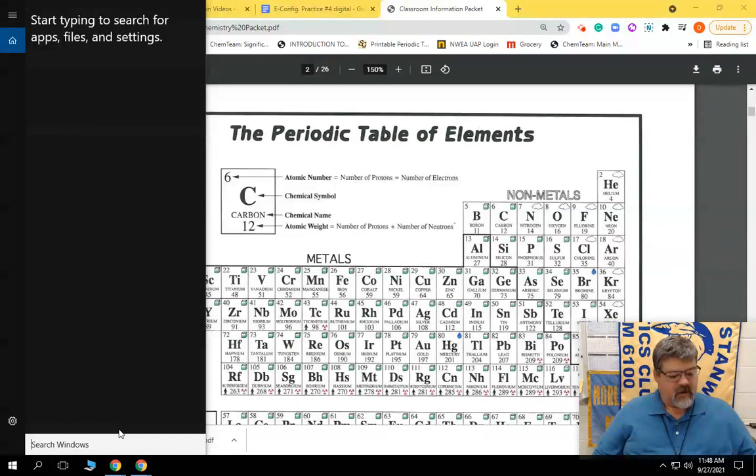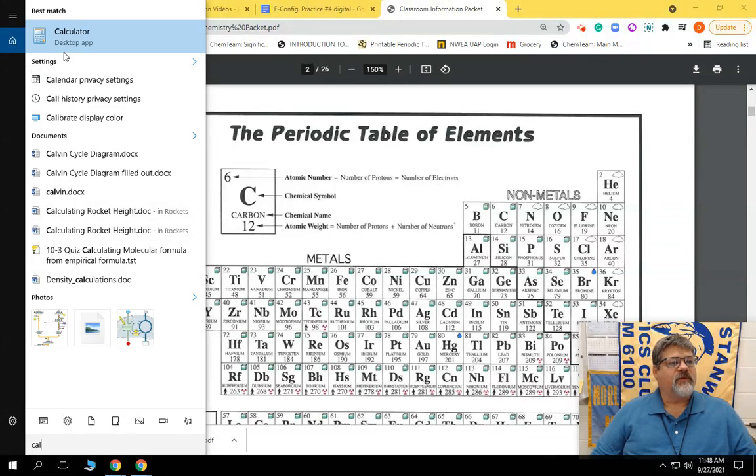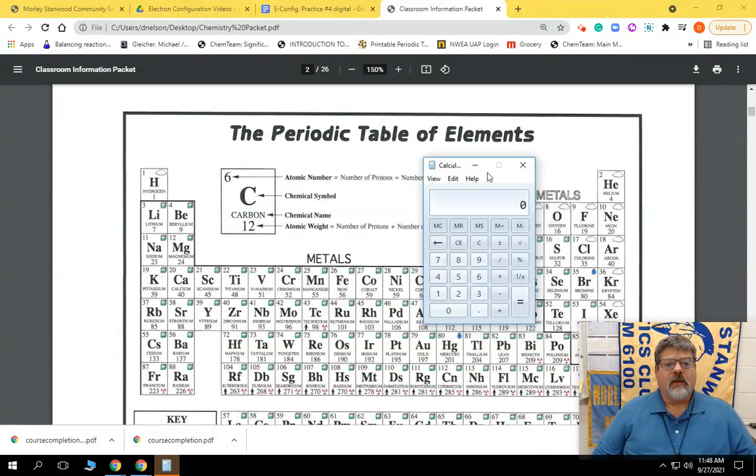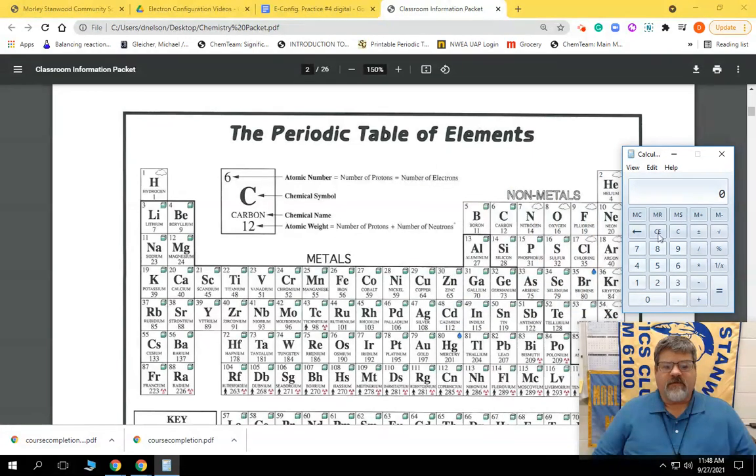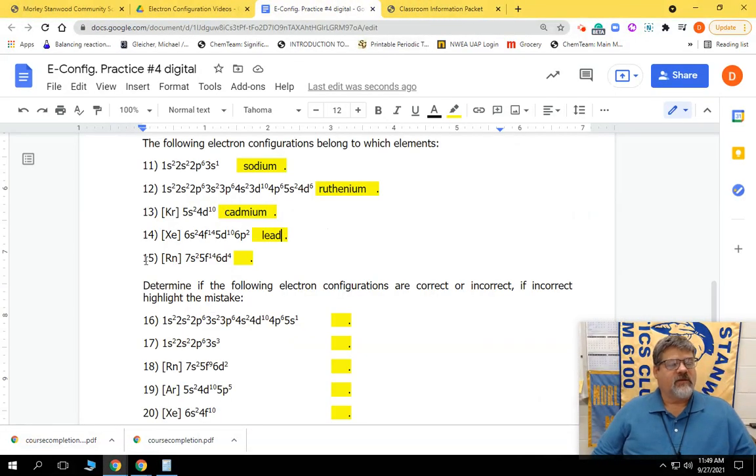So I'm going to bring my calculator out just to help us out here. Okay, we know that we're going to have 54, and we're going to add to that these two right here. So plus 2, plus our f's, which is 14, plus our d's, which is 10, plus we went over 2. 82, that's lead. Hey, it checks out. All right, so we know that that's lead. So let's go to the last one.